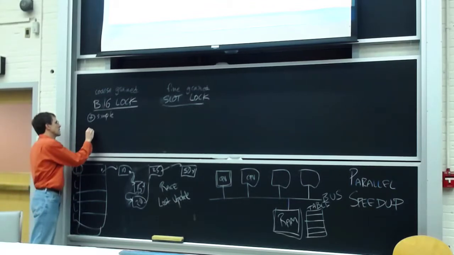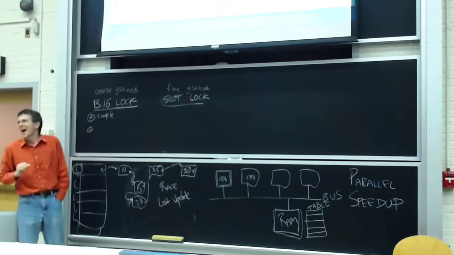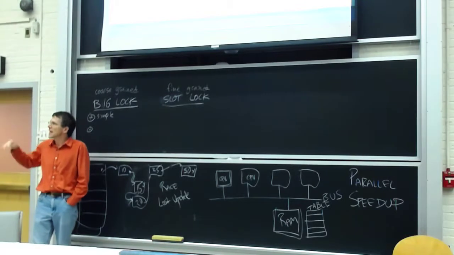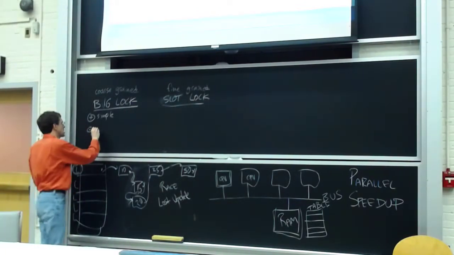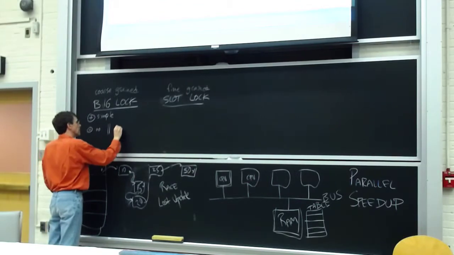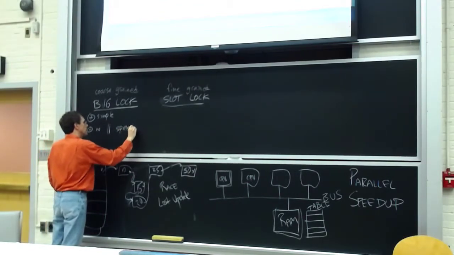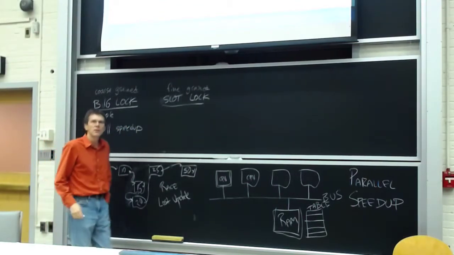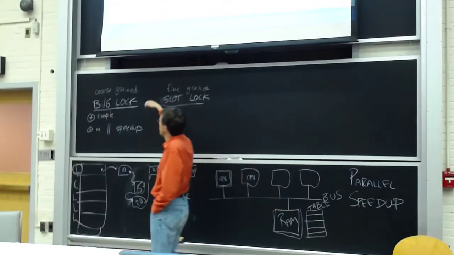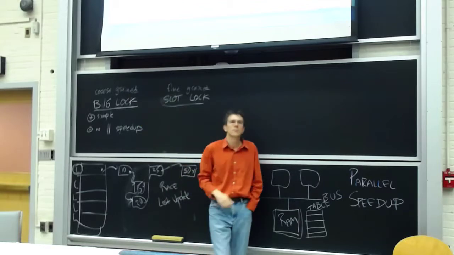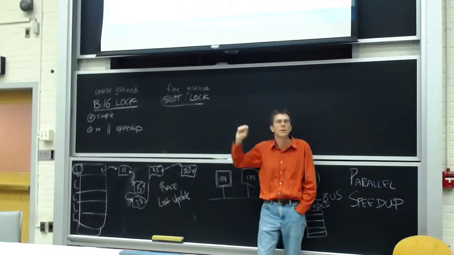The big minus is that you're going to get absolutely no parallel speed up inside the hash table. It'll never be more than one core executing inside the hash table. So no parallel speed up. Is that a disaster? Does that mean that the style of one big lock around the entire data structure is never useful?